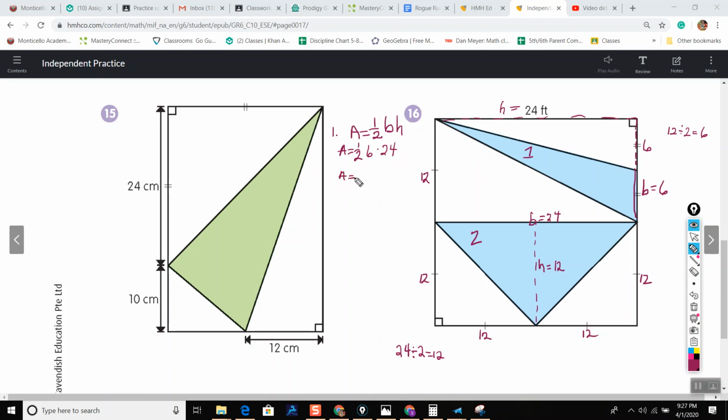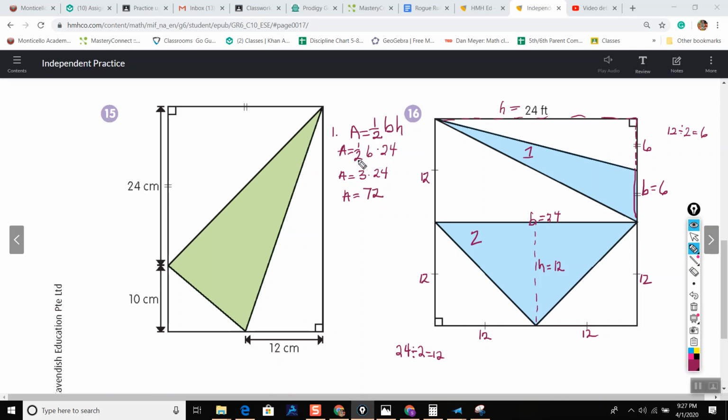So equal to 1/2 of 6. Now, I hope you know that you could multiply these together and then take half of that. That's the same as taking half of this small number up front. I'm going to get the same answer either way. So I'm going to take half of 6, which gives me 3, multiplied by 24. So 3 multiplied by 24 is 72.